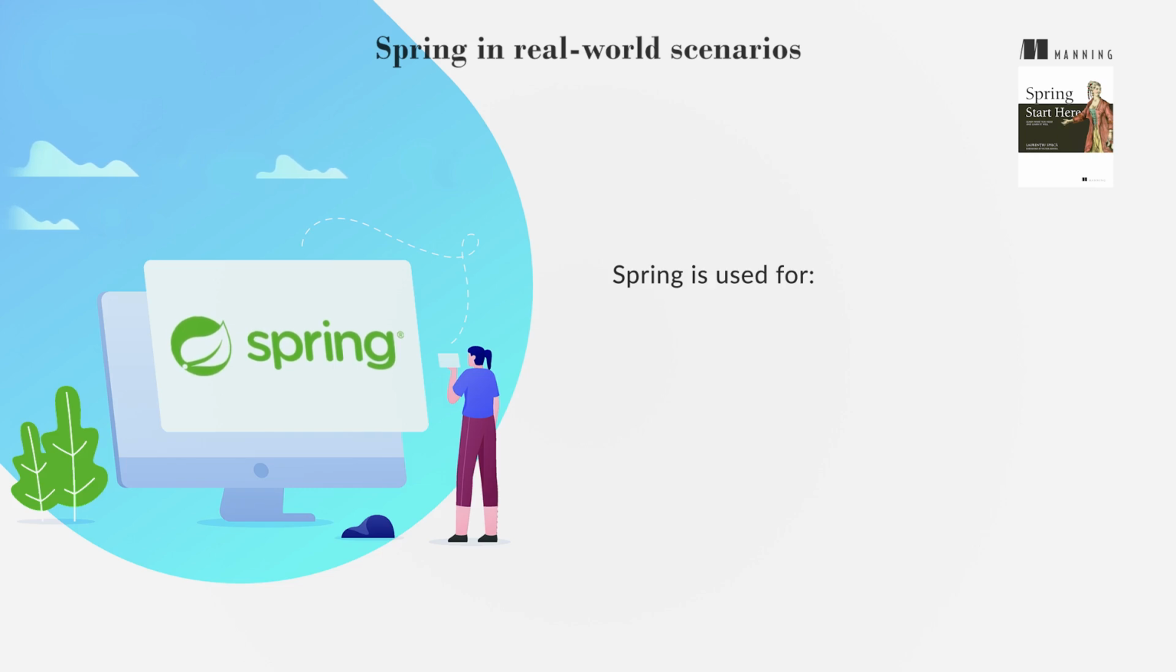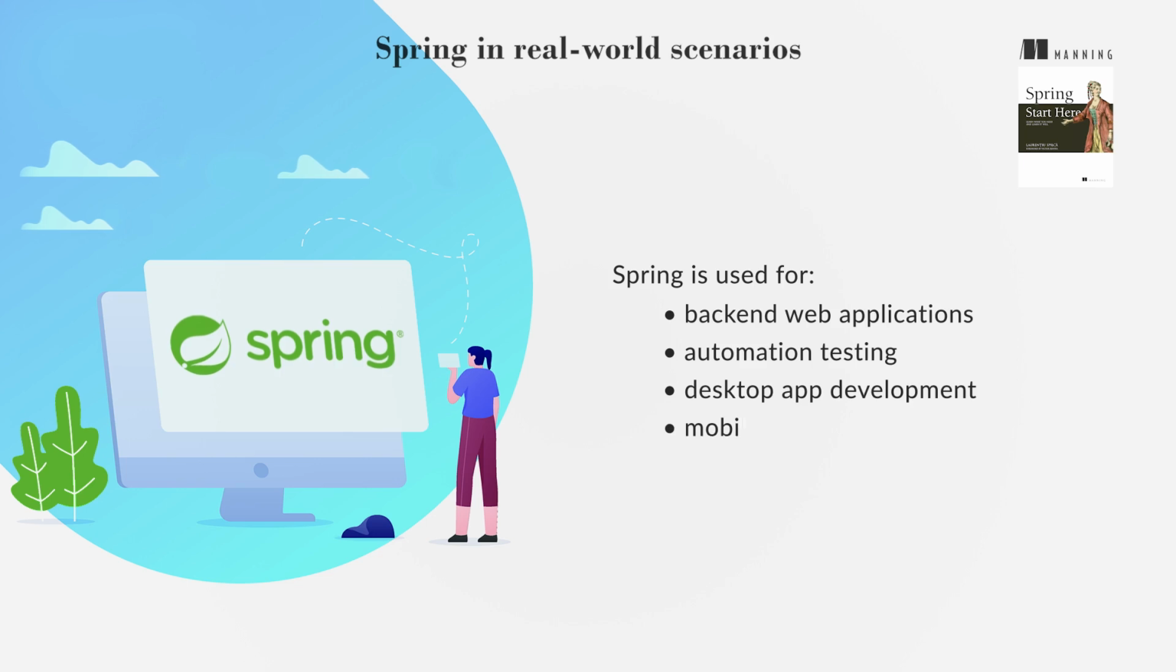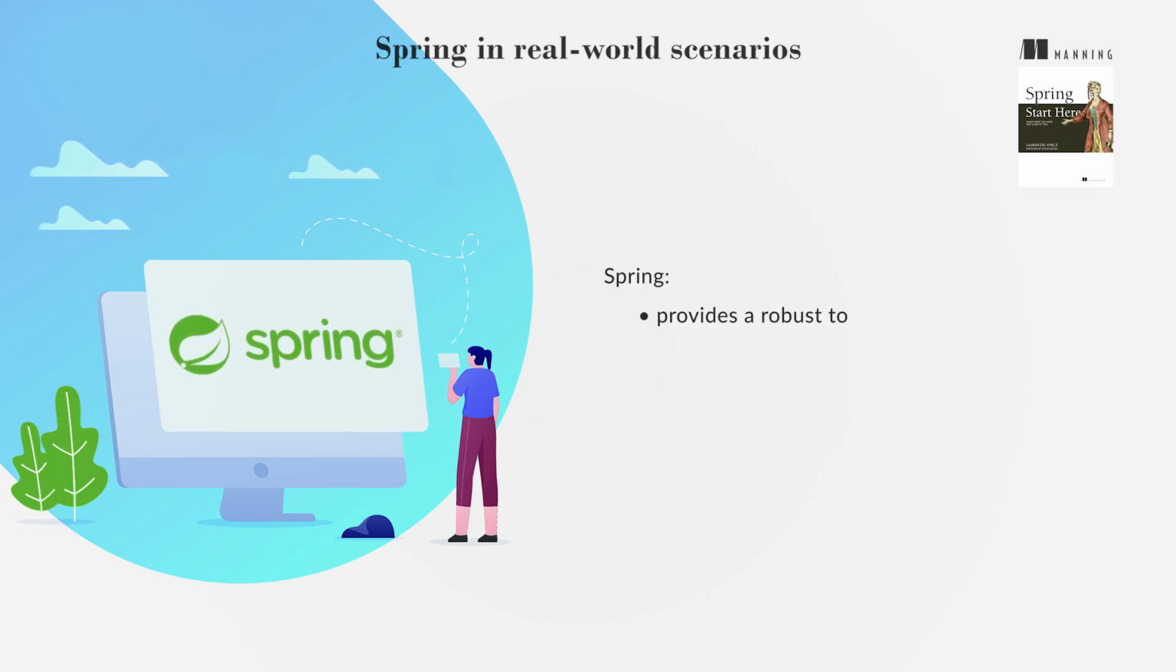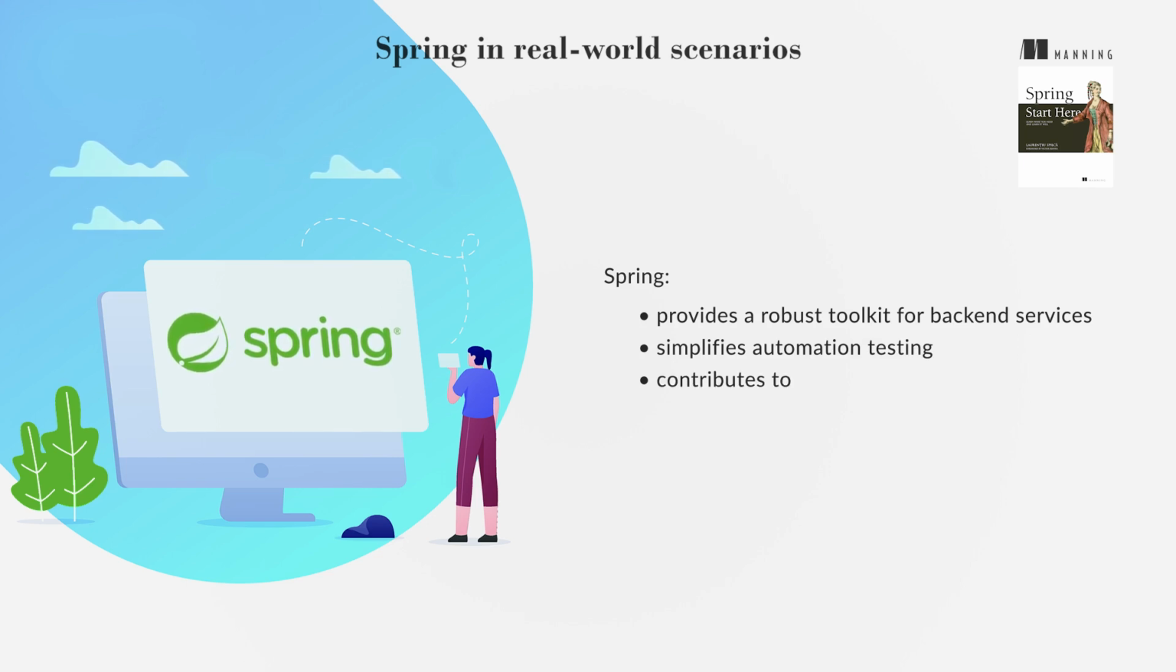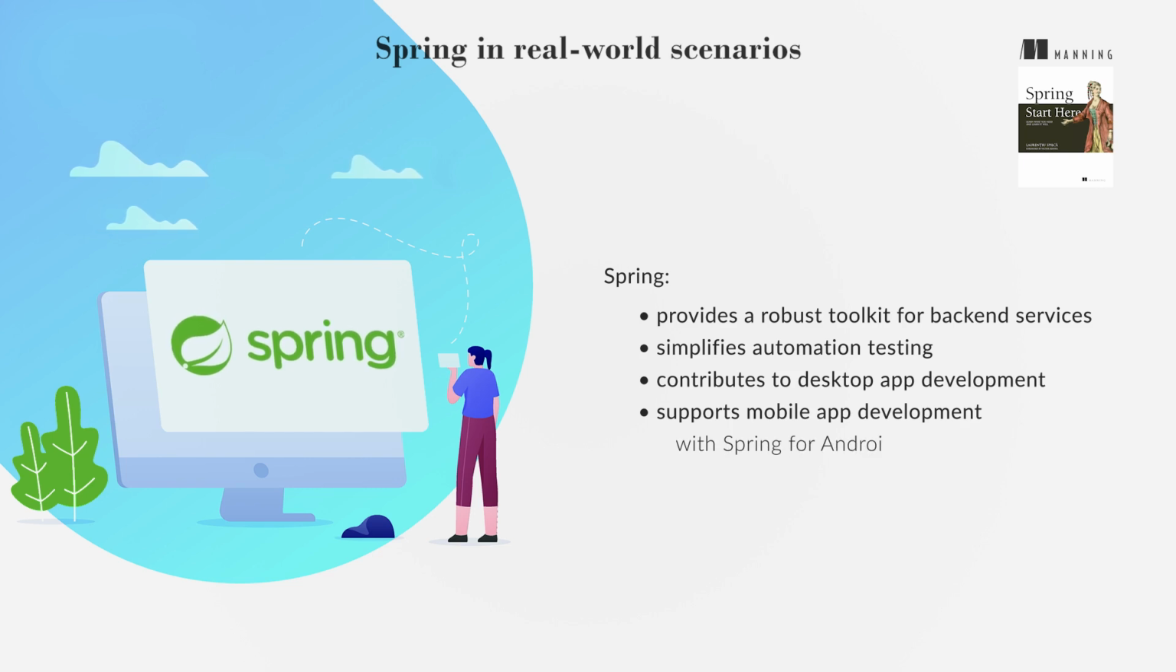Spring's versatility extends beyond back-end web applications to automation testing, desktop, and mobile app development. It provides a robust toolkit for back-end services, simplifies automation testing, contributes to desktop app development, and supports mobile app development with Spring for Android.